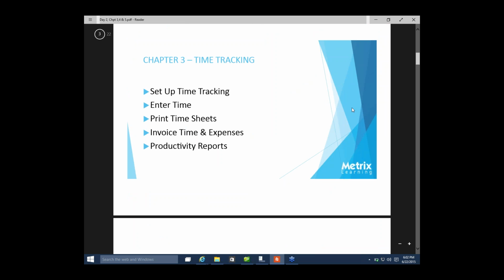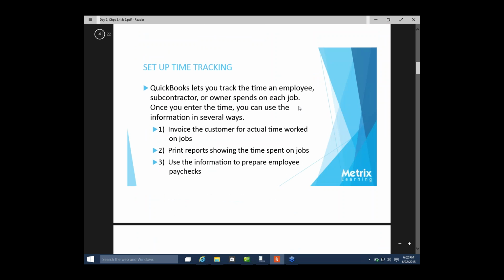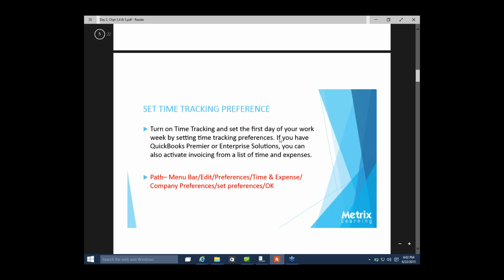Starting with chapter three, we'll be setting up time tracking, entering time, printing timesheets, invoicing time and expenses, and productivity reports. Let's begin with setting up time tracking. QuickBooks lets you track the time an employee, subcontractor, or owner spends on each job. Once you enter the time, you can use the information in several ways: invoice the customer for actual time worked on jobs, print reports showing the time spent on jobs, and use the information to prepare employee paychecks.